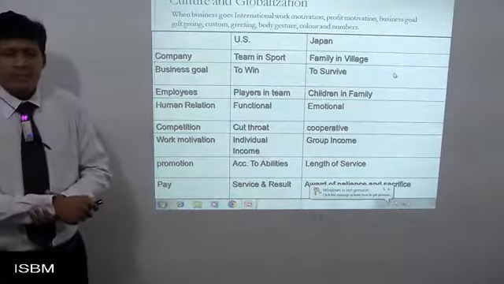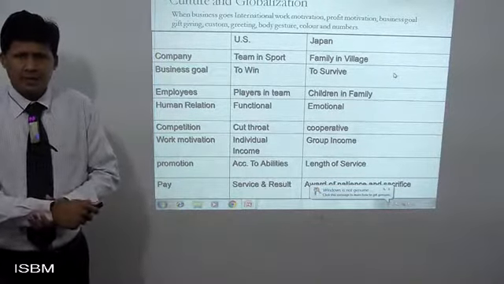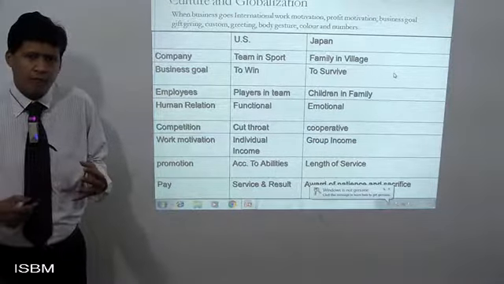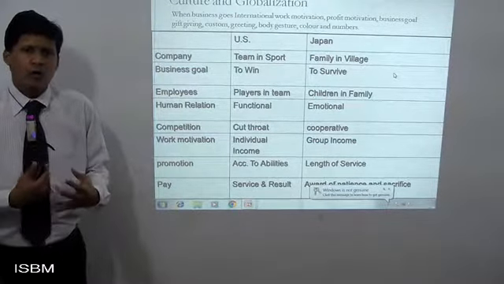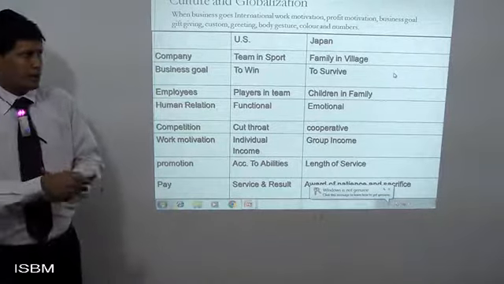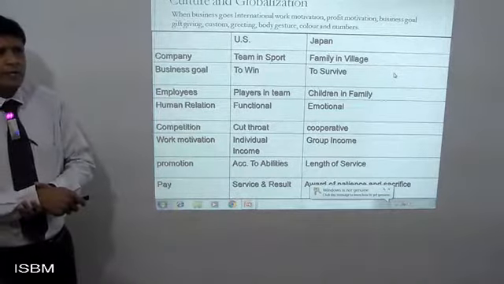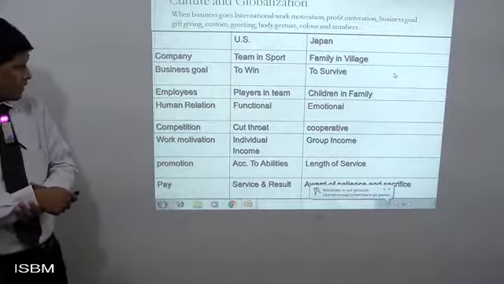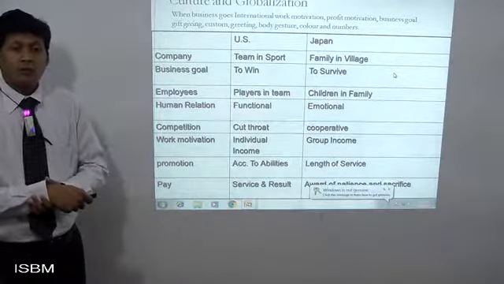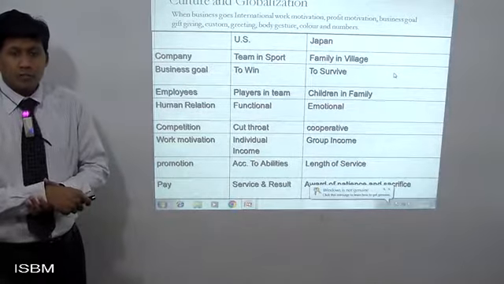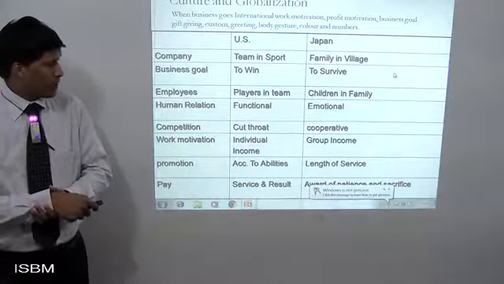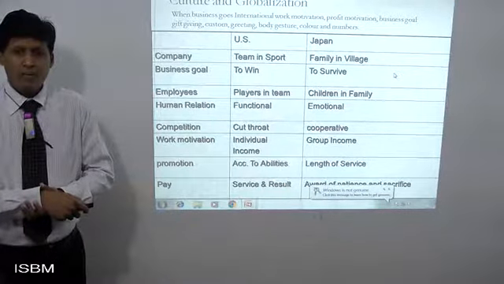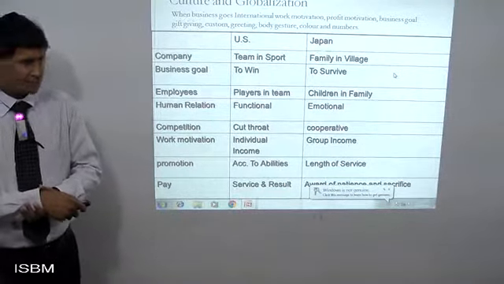Human relationship, they are more functional. That means they are more business oriented. They are kind of related only on work. If you see over here, it is more emotional. The sense of bonding is there. Okay, competition, cutthroat, because it is competitive by nature. Whereas in Japan, it is cooperative. It's about bonding and sharing, isn't it?